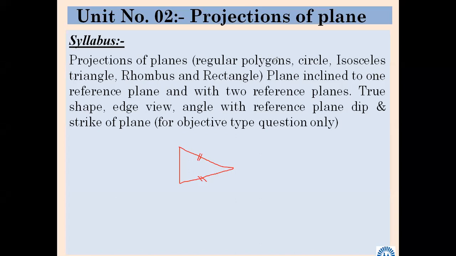Then rhombus. What do you know about rhombus? What is the difference between rhombus and square? Or are both the same? No. In a square the angles are 90 degrees, but in a rhombus they are not 90 degrees, and the sides are the same. Very good. In case of a square, angles are 90, but it is not the case with a rhombus. Rectangle, you know better.